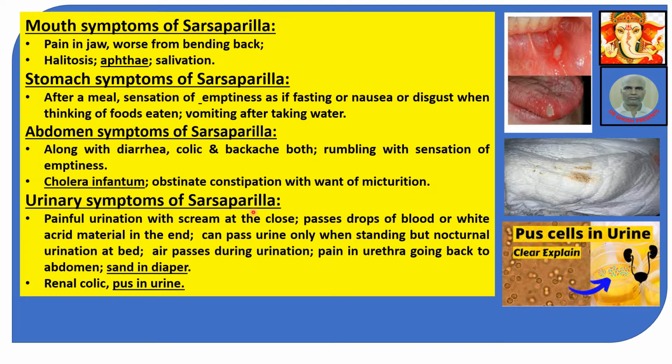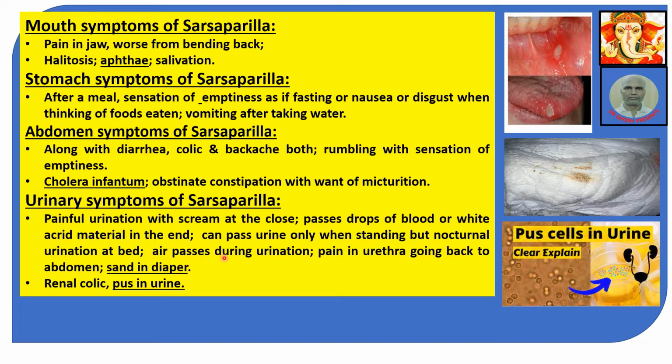Urinary symptoms of sarsaparilla. Painful urination with scream at the close. The patient just simply cries out in pain at the close of urination. Passes drops of blood or white acrid material at the end. Can pass urine only when standing, but nocturnal urination at bed. When he is trying to pass urine, he can pass urine when standing only, but at bed, nocturnal urination, it is automatic.